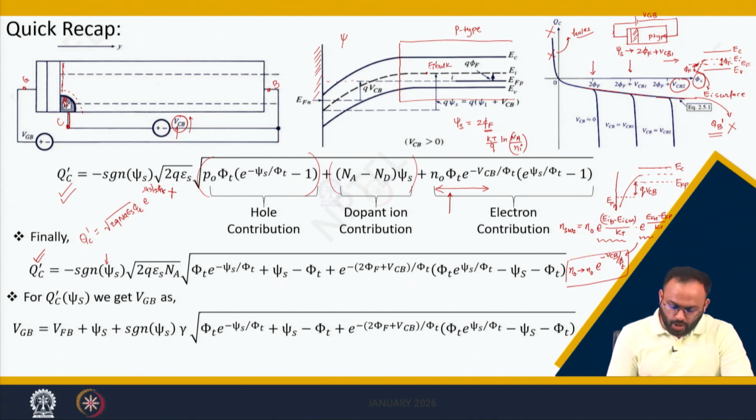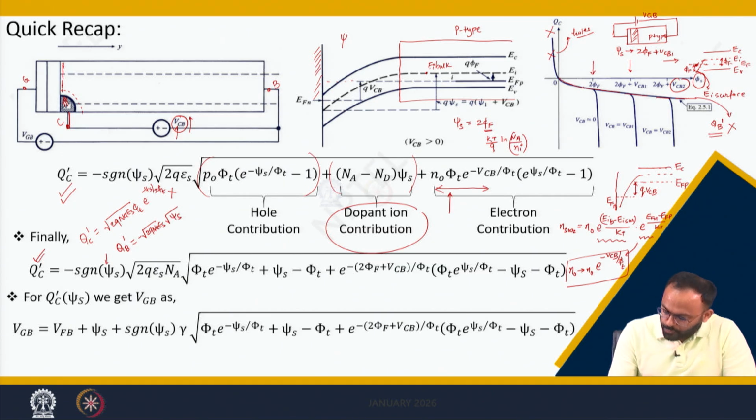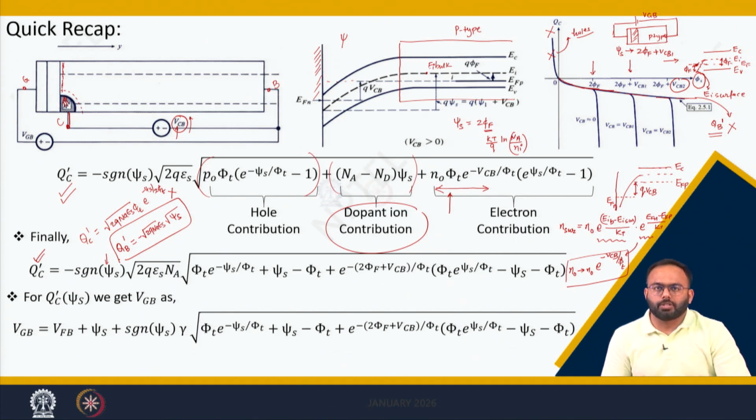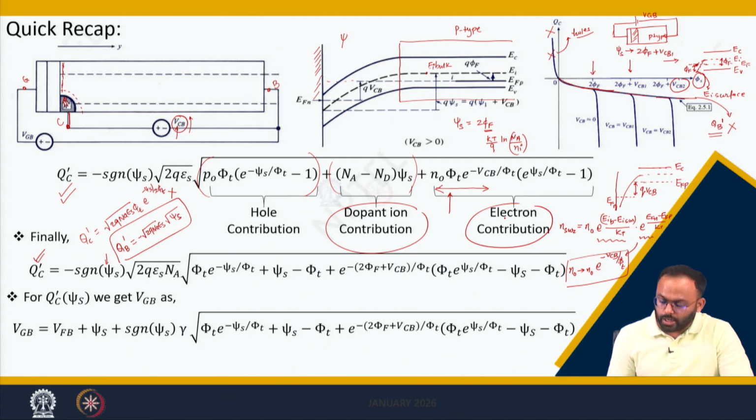Similarly, when we talk about depletion, we only need to consider the dopant ion contribution. Because of that, QB dash can be given as minus of 2 into q into Na into epsilon s into root psi s, which is similar to here. So if you plot QB dash with respect to psi s, ultimately you will get this equation, and here also VCB is not coming into the picture. But when you include the electron contribution, then VCB will come into the picture, and the surface potential is also fighting against 2 phi f plus VCB.